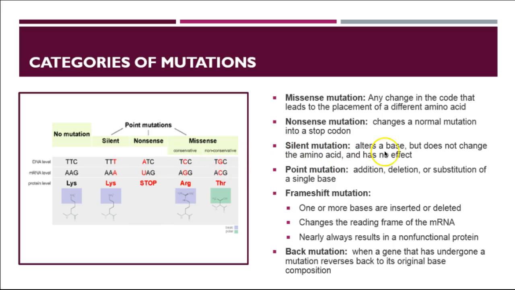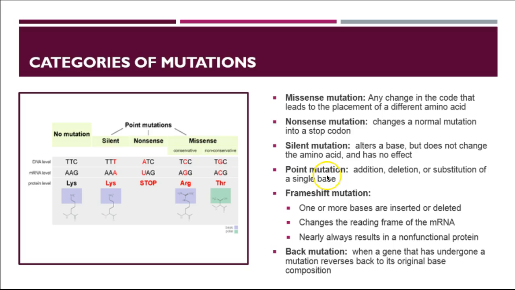A silent mutation alters a base, but it doesn't change the amino acid, so there's no effect from this mutation. And you can see an example here of a silent mutation. The DNA code was TTT, which resulted in an AAA messenger RNA codon, which also produced lysine. So since the amino acids are the same, there was no effect to the protein by this mutation.